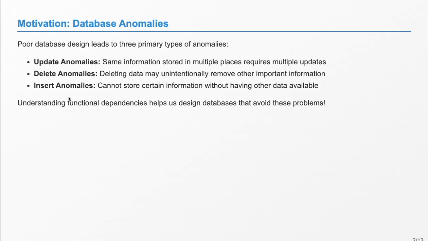So these anomalies can cause inconsistency of the data. When the data is not agreeing with itself, it's not just a matter of bad data, it's a matter of bad database design. So in this lecture, we'll talk about how we can use functional dependency to avoid these problems.